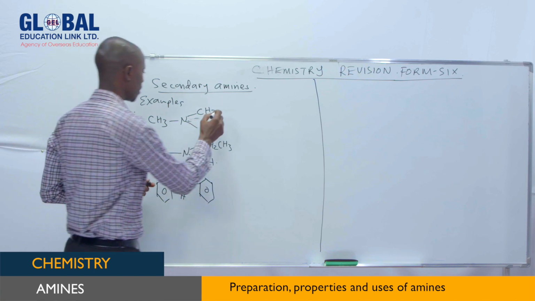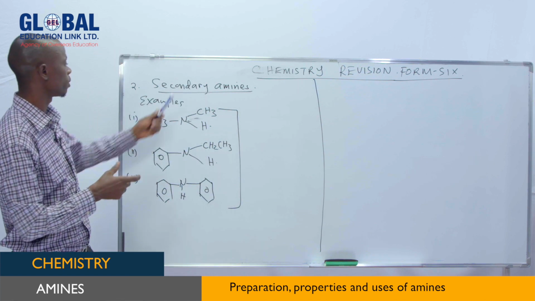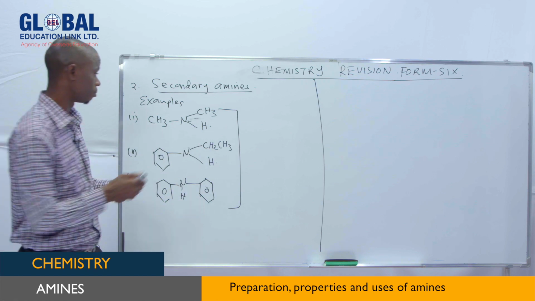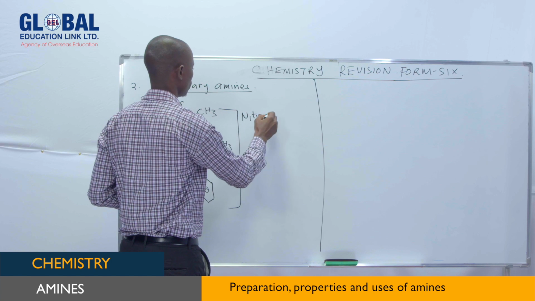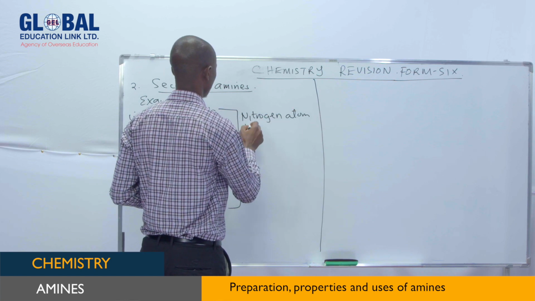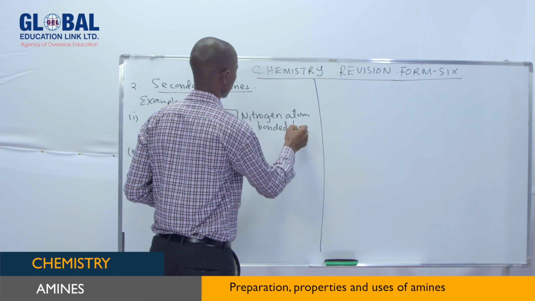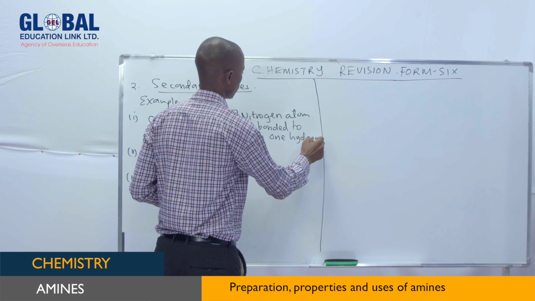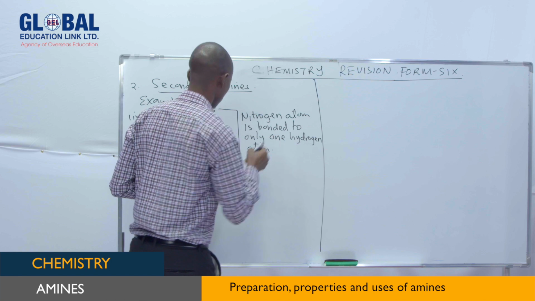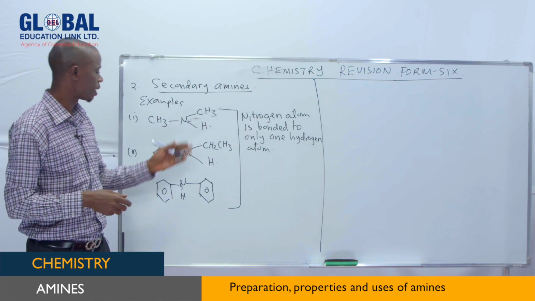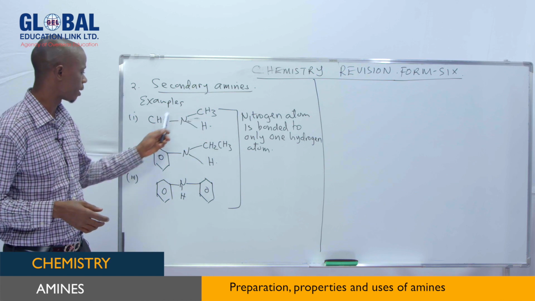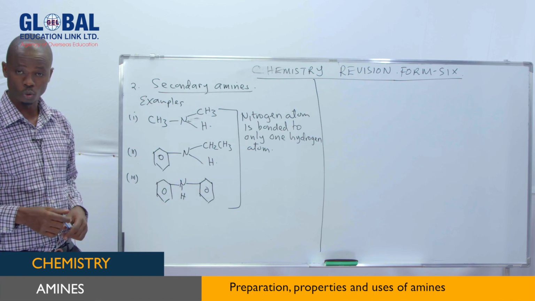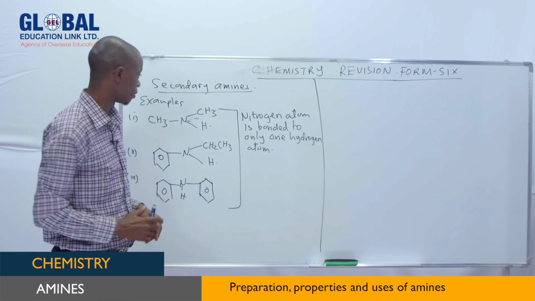So from here, we can say that in secondary amines, the nitrogen atom is bonded to only 1 hydrogen atom. So that means 2 hydrogen atoms have been replaced by either 2 alkyl groups, or 1 aryl group and another alkyl group, or 2 aryl groups. This is all about the secondary amines.